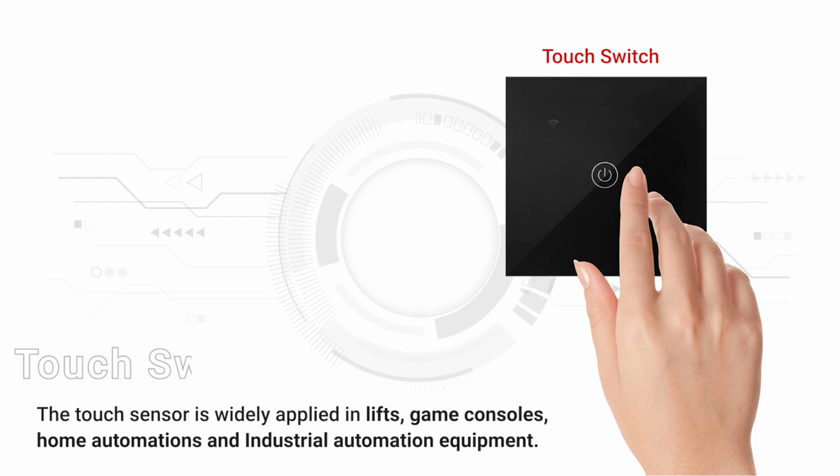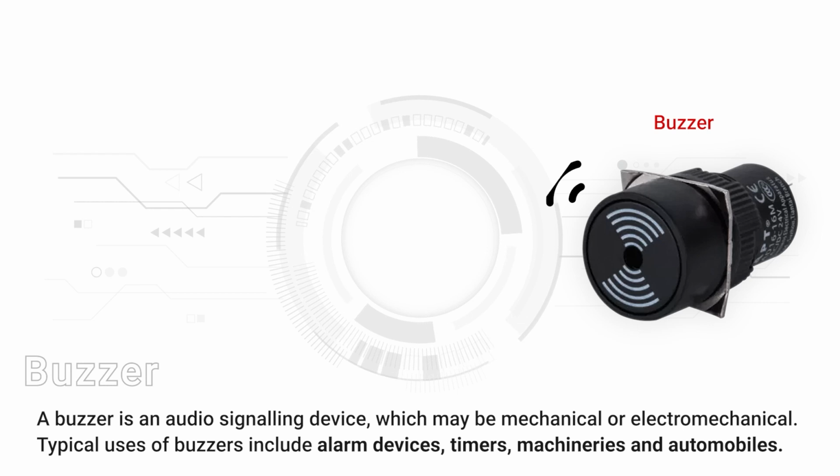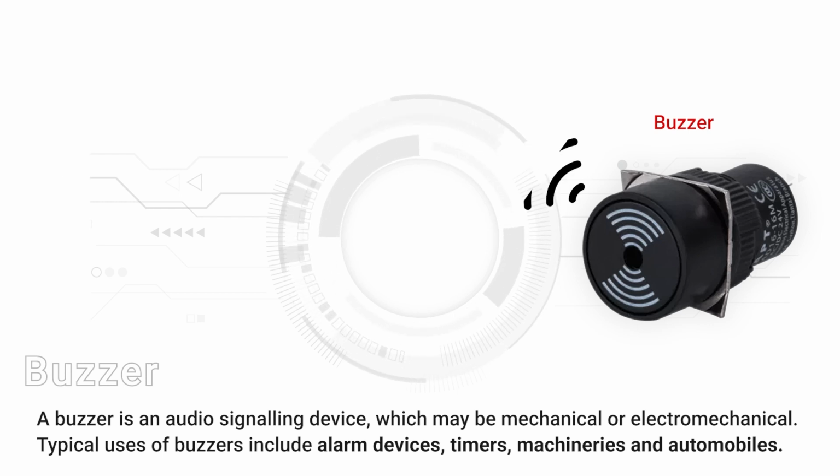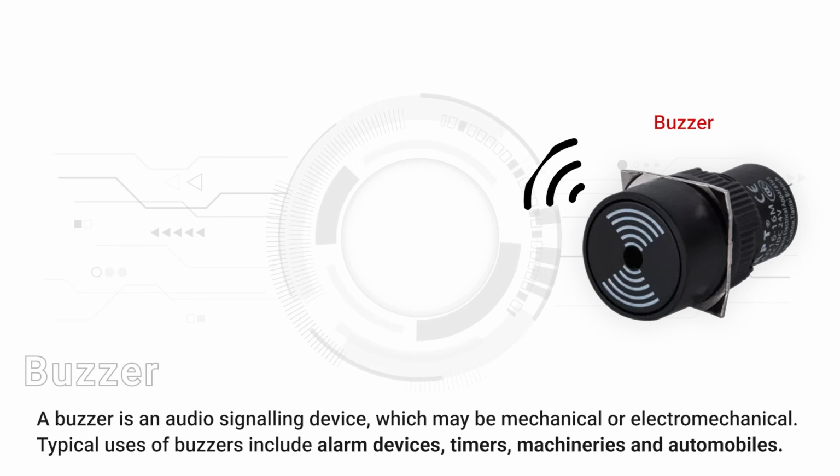The touch sensor is widely applied in lifts, game consoles, home automation and industrial automation equipment. A buzzer is an audio signaling device, which may be mechanical or electromechanical. Typical uses of buzzers include alarm devices, timers, machinery and automobiles.